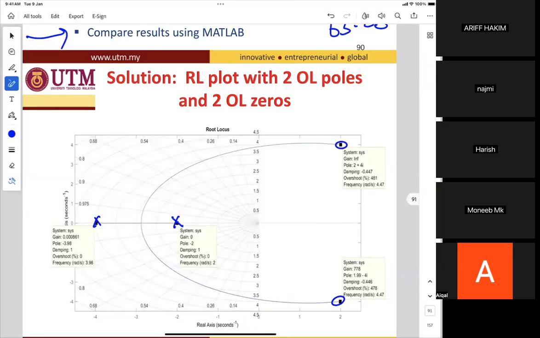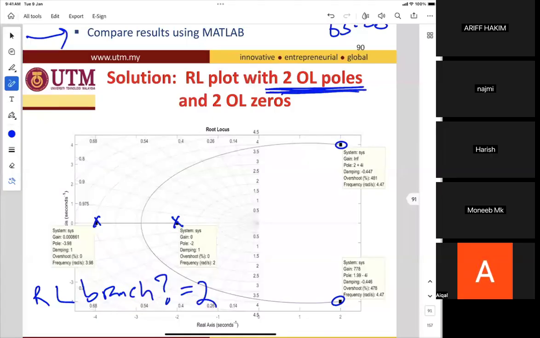Najmi. Hello, Doctor. How many root locus branches in the plot? Two, Doctor. Why? Because two open loop poles. Yes. Okay, thank you, Doctor.